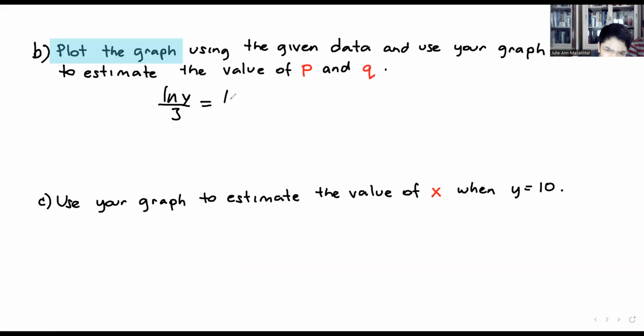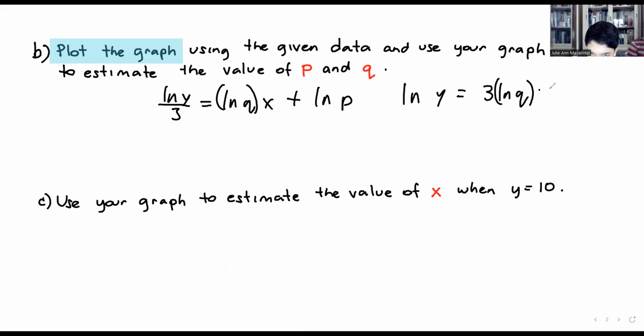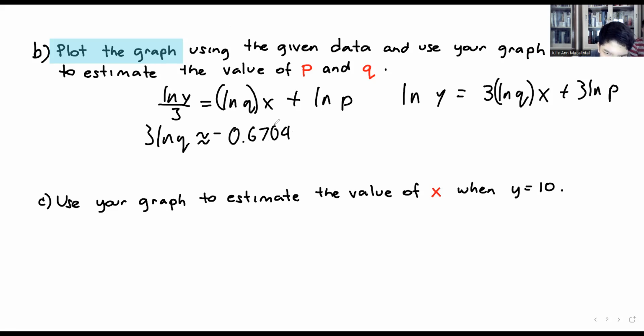x, ln q. We can actually make this easier. I'll just distribute the 3. So the slope is already saved. The slope, which is equal to 3 ln q, is approximately negative 0.6704. You can put there that it is equal to m. That's your slope. So for the viewers who are trying to learn.